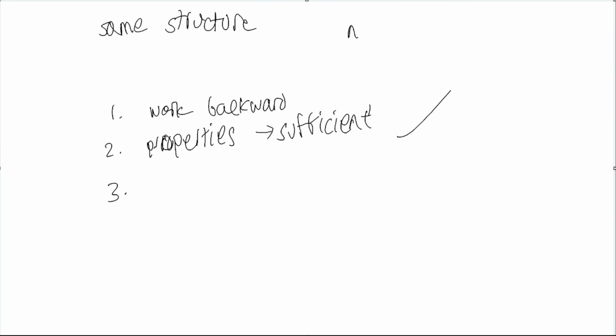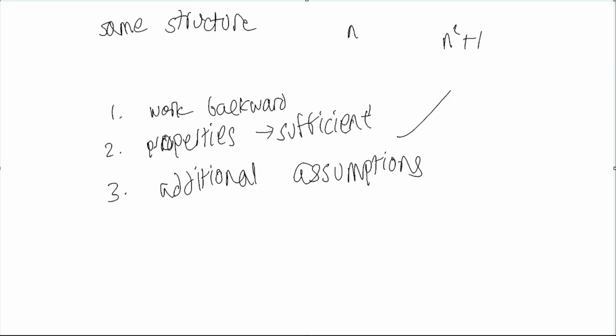And if your properties are not enough for n to satisfy the problem statement, then let's go on to step 3 of the solution, which is to try making additional assumptions. So in the case of n squared plus 1 being prime infinitely often, we can try making an additional assumption about n. For example, we could assume that n is equivalent to, say, 1 mod 5. And that might simplify the computation a lot.